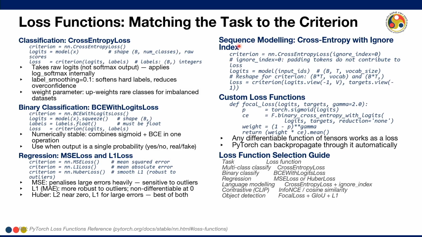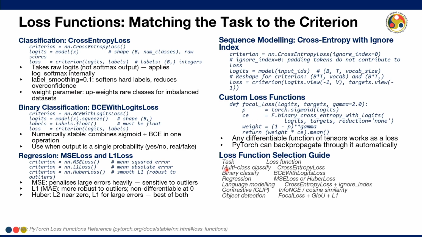For sequence modeling, we usually use cross entropy with ignore index. This is one such use of cross entropy loss where we do not want to include certain indices in the loss. Similarly, custom loss functions like focal loss are defined here. As I told you, you can define your custom loss. Here is one such custom loss defined, and you can use it.